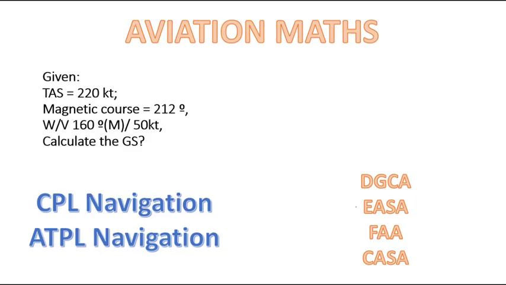The question that we'll solve now states that given TAS is equal to 220 knots, magnetic course is 212 degrees, wind direction is 160 degrees magnetic, and the wind speed is 50 knots. And we need to calculate the ground speed.